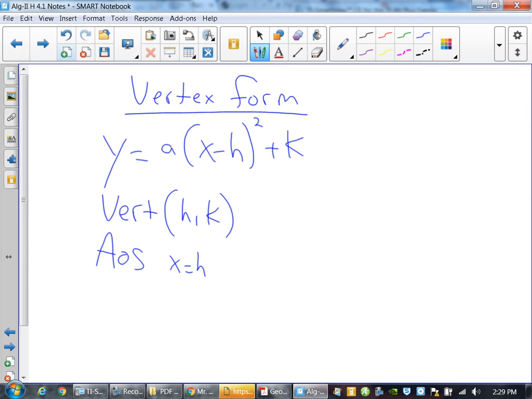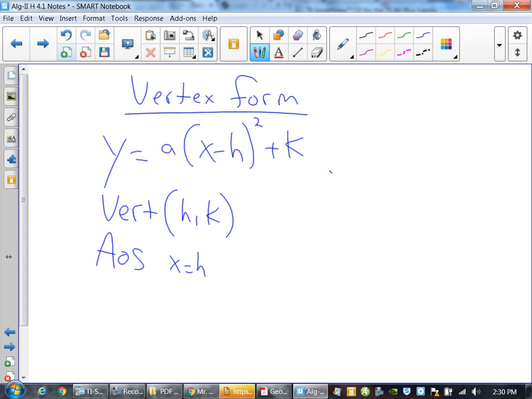In vertex form, it's telling your vertex is at h and k. It tells you that your axis of symmetry is, remember, it's always going to be the x-coordinate of the vertex. It says my vertex is h, therefore, axis of symmetry is at h. It's that quick. Now be careful with this one, just like we did with absolute value.